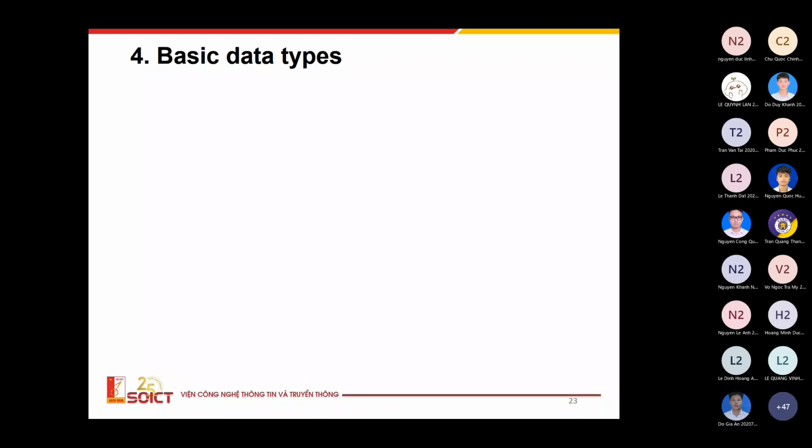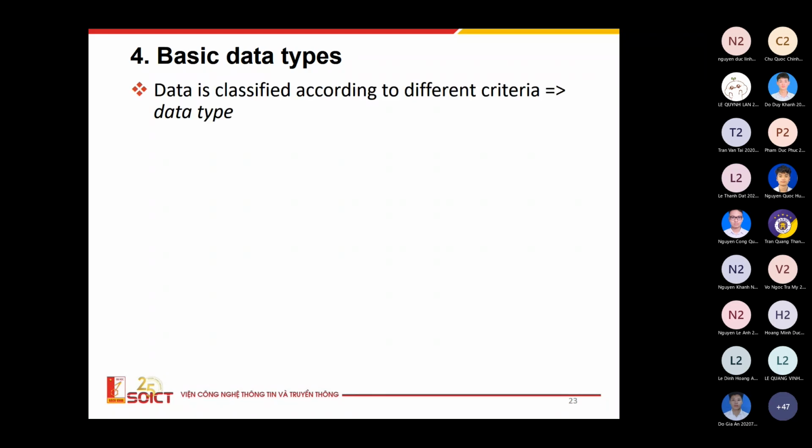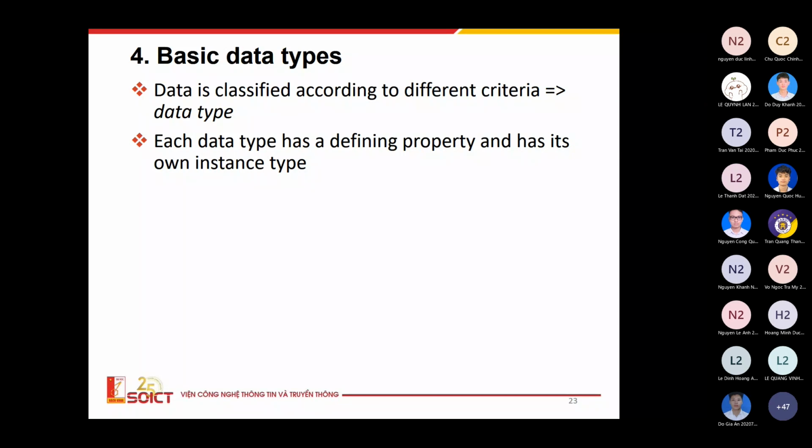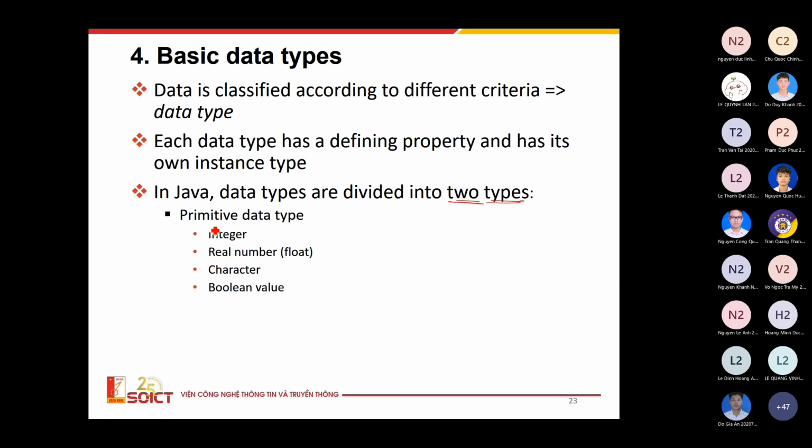So we will talk about the data type. The data is normally classified according to different criteria, and we call it the data type. Each data type will have the property and the instance type. And in Java, they divide the data type into two types. The first one, we call it the primitive data type. The primitive data type là kiểu dữ liệu nguyên thủy.